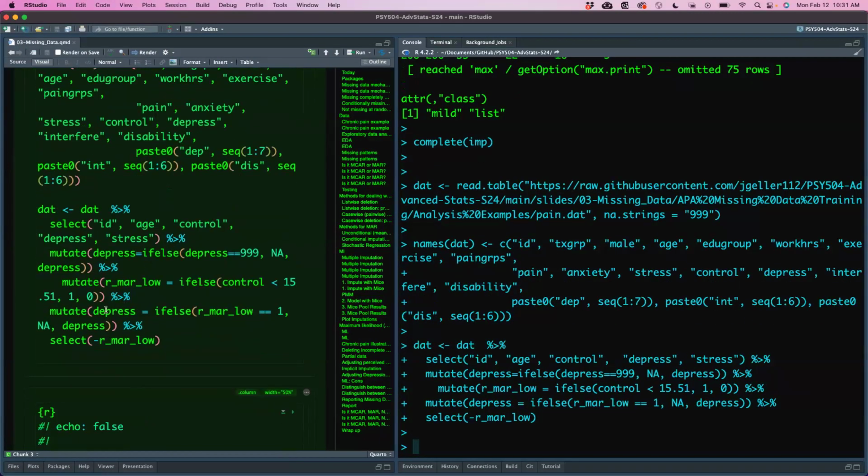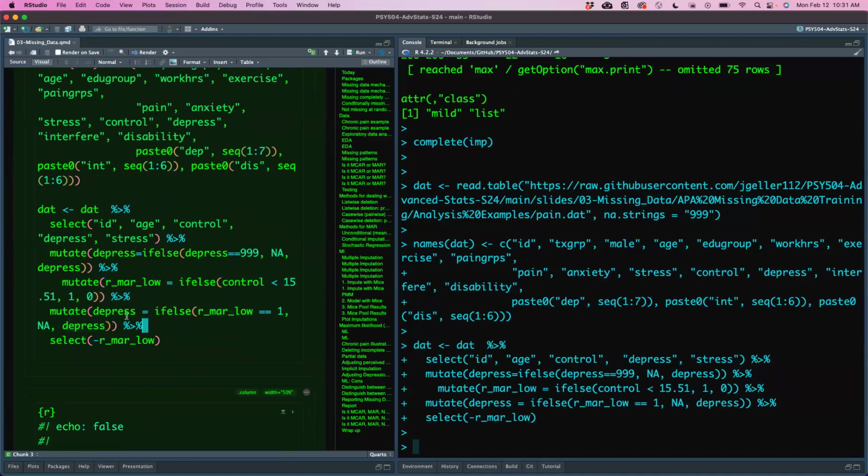And additionally, what I did here is I created a variable called rmarlow, and I said if the control variable is less than 15.51, I'm going to assign it a 1, and if it's not, I'm going to assign it a 0. And then for the depression variable, I basically said that if the MAR low is equal to 1, then we're going to put an NA for the depression score. And then if not, we're just going to leave it as is.